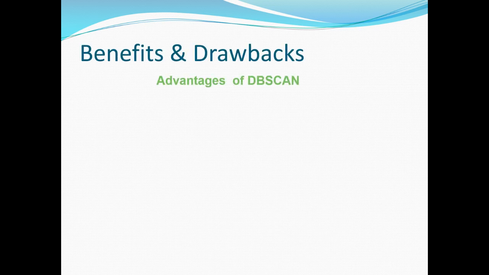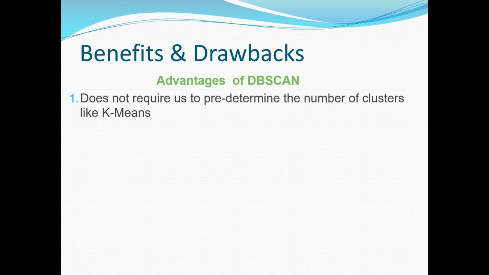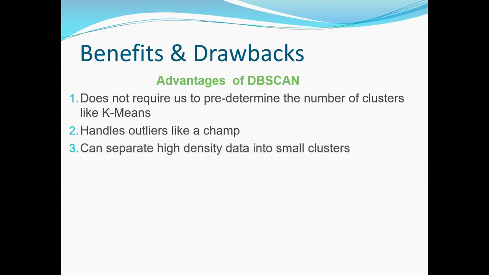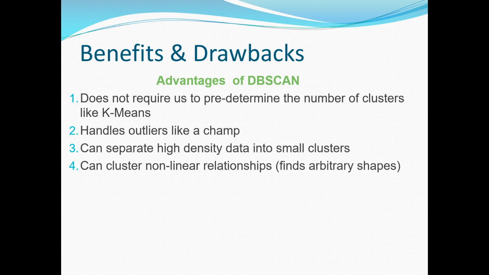Benefits and drawbacks. Advantages of DBSCAN. It does not require us to predetermine the number of clusters like the K-means algorithm. It handles outliers like a champ. It can separate high density into small clusters. It can cluster nonlinear relationships, meaning it can find arbitrary shapes.